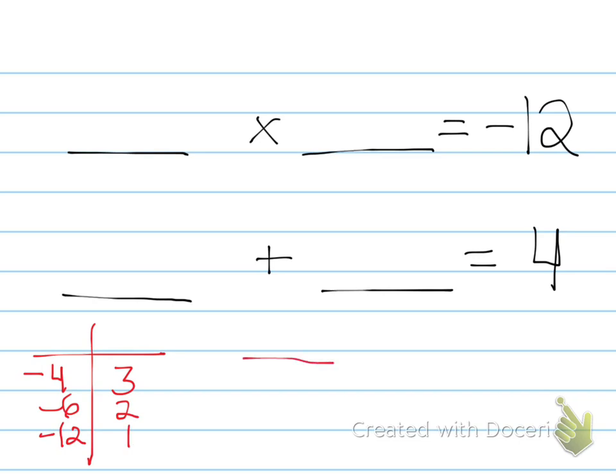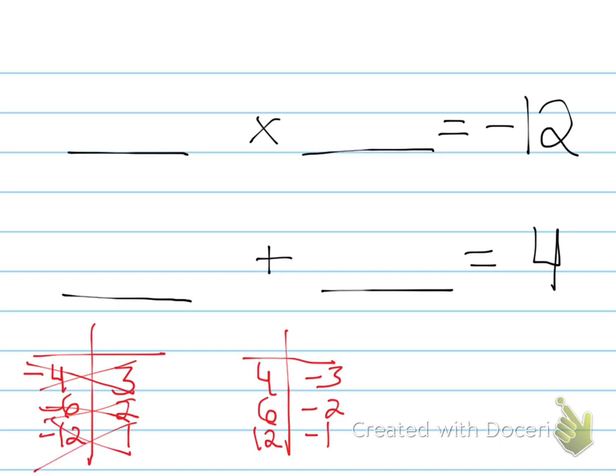Guess what? I could use these same numbers and switch the negative signs to the other numbers, like 4 and -3, 6 and -2, 12 and -1. All right, now let's just go through our list and see what is going to add to equal 4. -4 plus 3, nah, that's not going to equal 4. -6 plus 2, nope, that equals -4. -12 plus 1, nah, that's not going to give me 4.